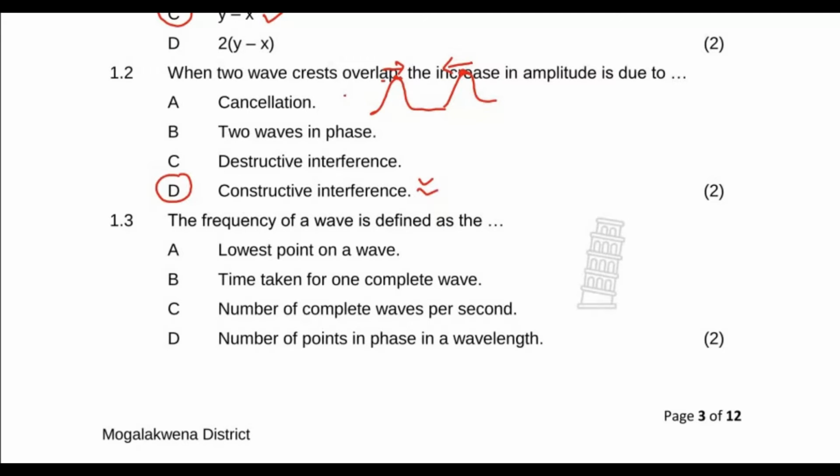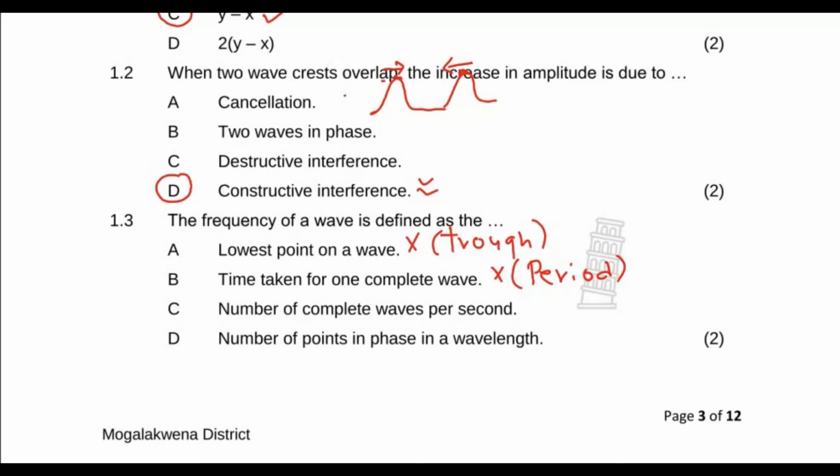The frequency of a wave is defined as the lowest point on the wave. That is a lie. It can be this. The lowest point on the wave is the trough. B, time taken for one complete wave. That is a lie. The time taken for one complete wave is actually called the period. So you see how important it is to know those definitions.